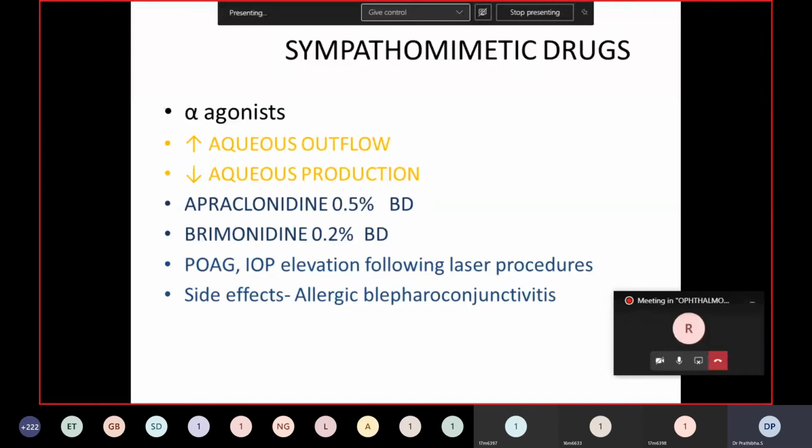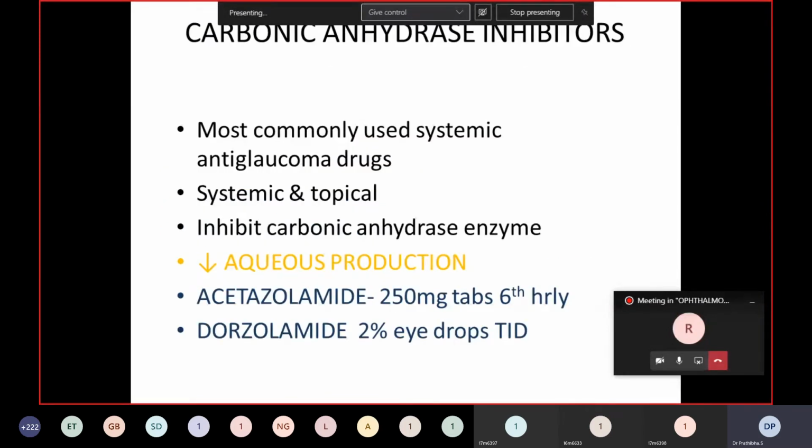Apraclonidine 0.5% or brimonidine 0.2% BD is the dosage. So as I told, IOP reduction is not that much. So in milder cases, or in moderate to severe glaucoma as a combination therapy, this can be used. The side effect is an allergic conjunctivitis like picture that we can have with these alpha adrenergic drugs.